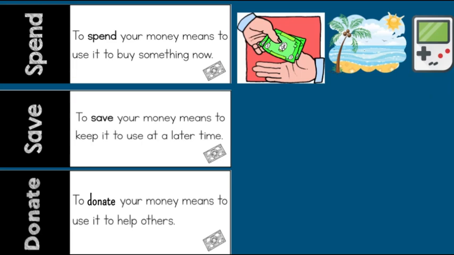Now, spending your money is tons of fun, but you don't always want to spend all of the money that you have at once. That would not be a good idea. It would not be responsible to spend all of your money as soon as you have it.